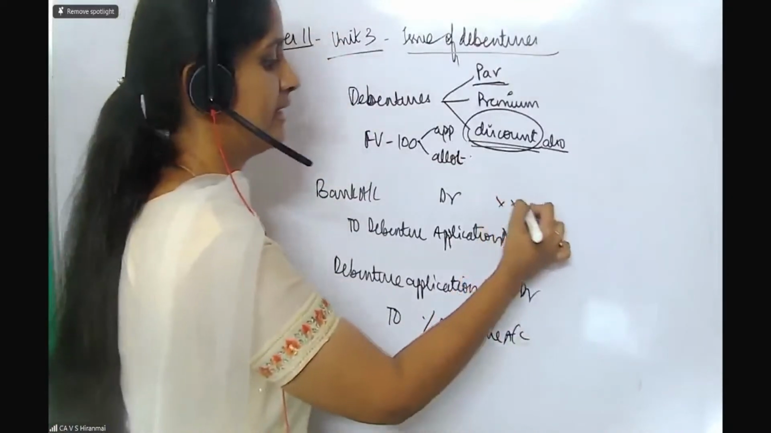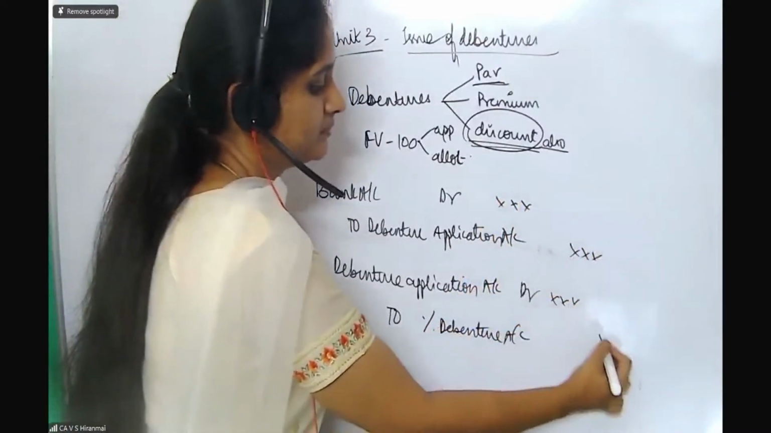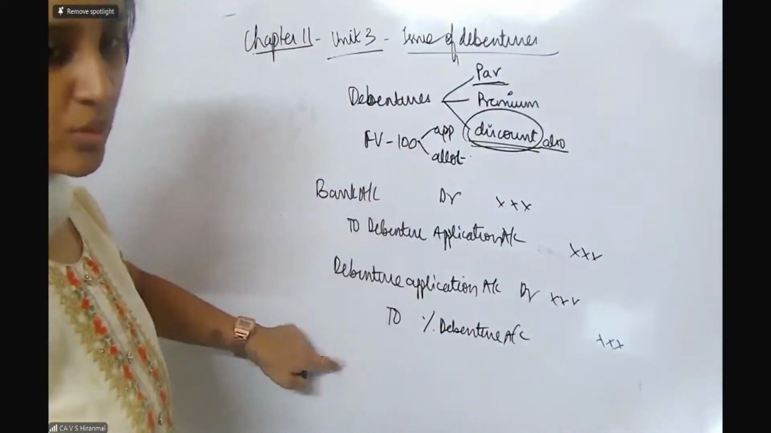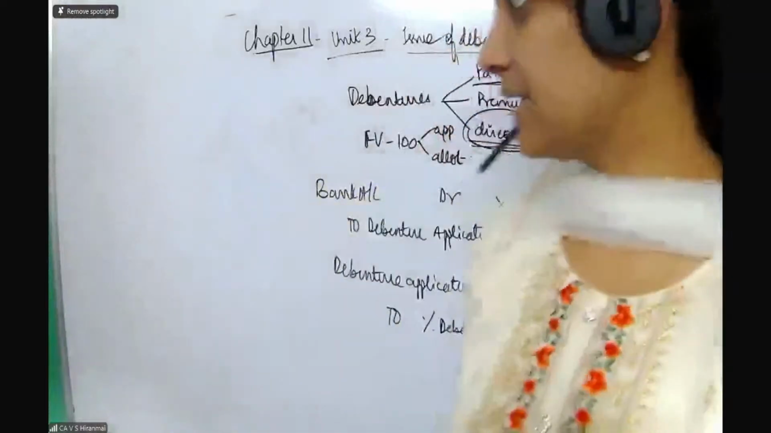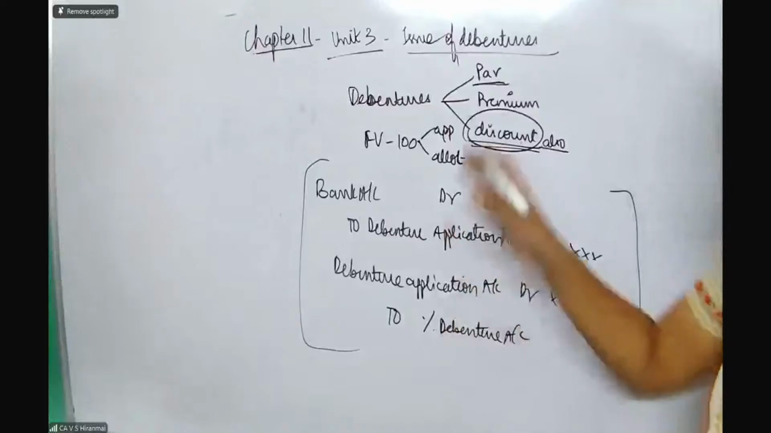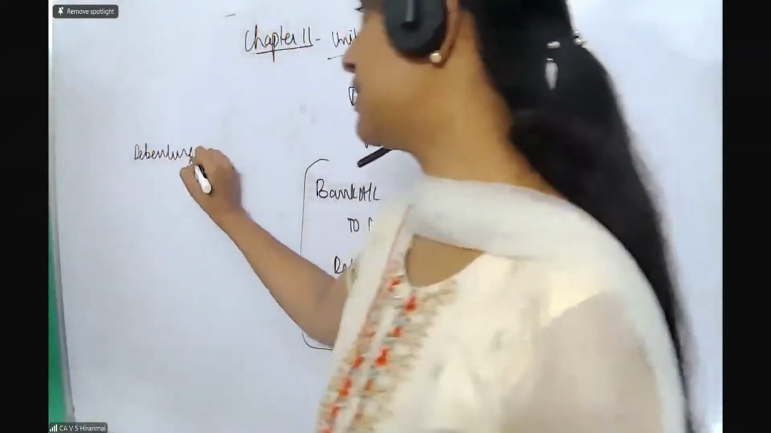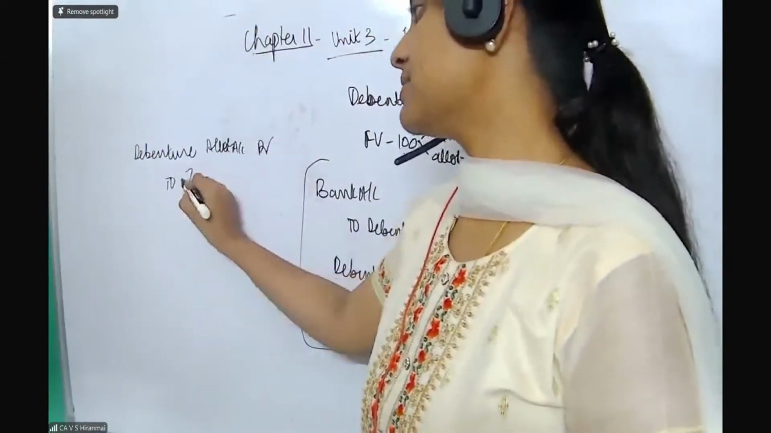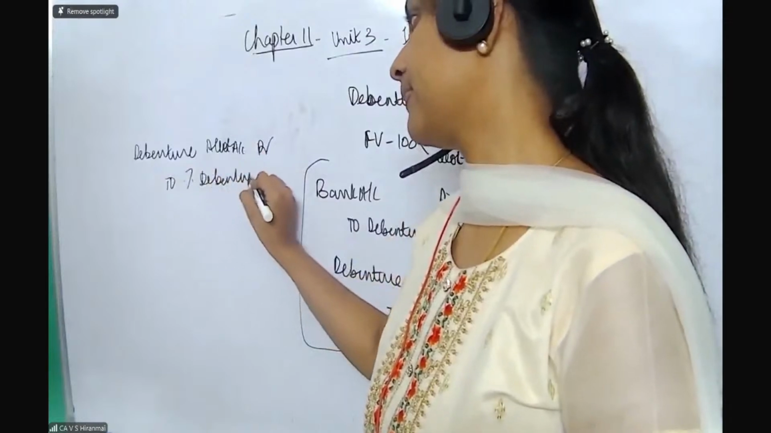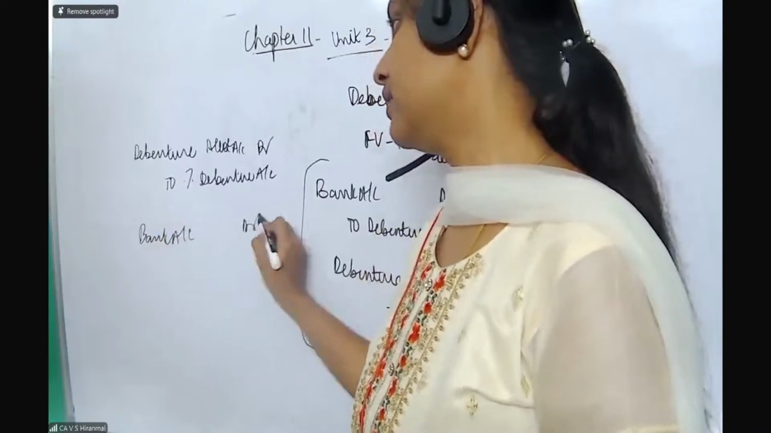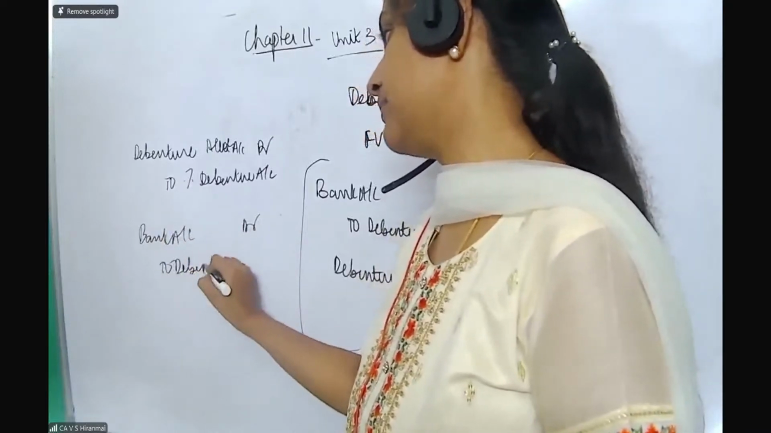We come back here, bank and this. So this is with regard to application. Then when I come to allotment, my dear students, the same entries will be coming here also. But first will be the transfer entry, then this. So let me write it here. It is nothing but debenture allotment account debit to percentage debenture account, and then bank account debit to debenture allotment.